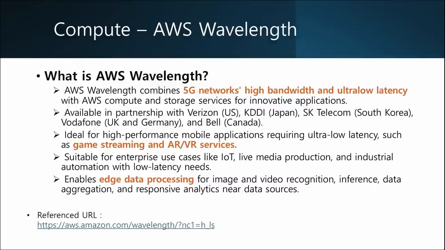It is ideal for high-performance mobile applications that require ultra-low latency, such as game streaming, AR, and VR services. It is also suitable for enterprise applications that require low latency, such as IoT, live media production, and industrial automation. AWS Wavelength enables image and video recognition, inference, data aggregation, and responsive analytics near the data source.